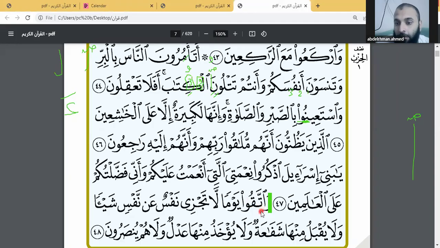Because here, the third letter is the second ta. Because ta is a double letter. Ta has shadda, the small sin. So it's double ta. So this is letter number 1, and the first ta is letter number 2. The second ta is letter number 3. So here we will say, the ta has fatha, so we will add kasra. It will be ittaqu yawma.